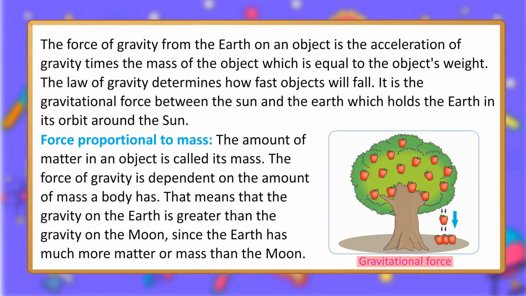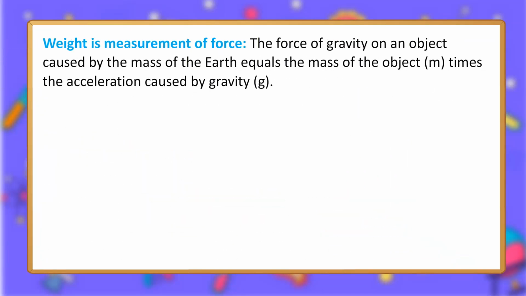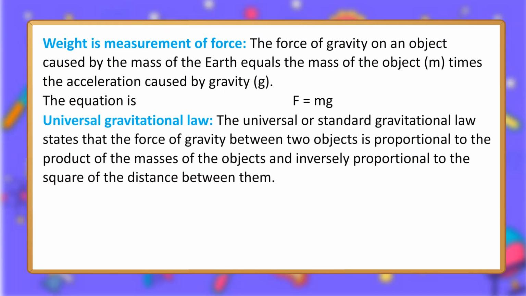Gravitational force. Weight is measurement of force. The force of gravity on an object caused by the mass of the Earth equals the mass of the object, m, times the acceleration caused by gravity, g. The equation is F equals mg. Universal gravitational law. The universal gravitational law states that the force of gravity between two objects is proportional to the product of the masses of the objects and inversely proportional to the square of the distance between them.